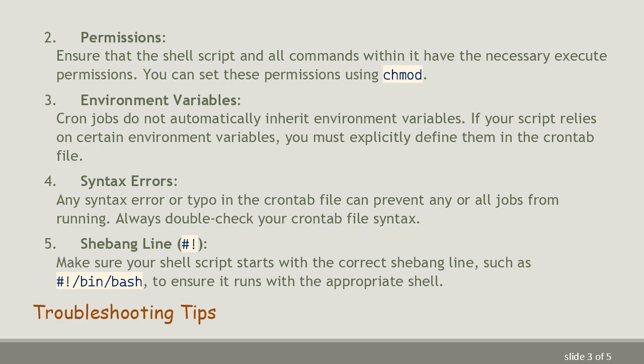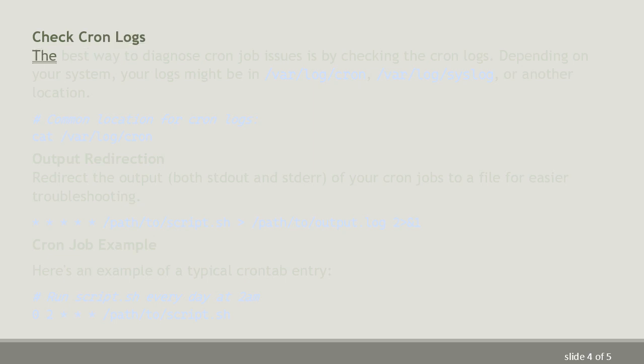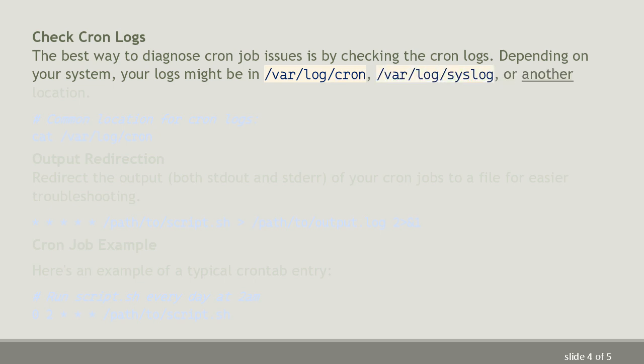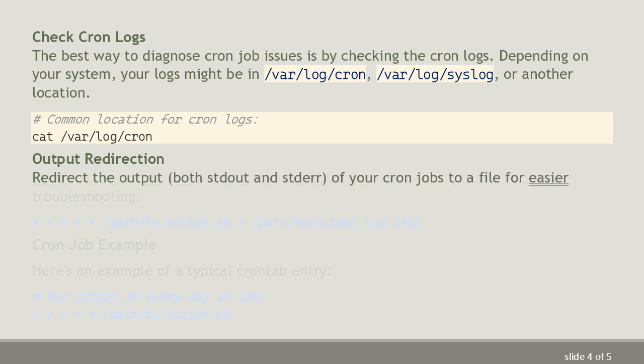Troubleshooting tips. Check cron logs. The best way to diagnose cron job issues is by checking the cron logs. Depending on your system, your logs might be in /var/log/cron, /var/log/syslog, or another location. Output redirection. Redirect the output, both stdout and stderr, of your cron jobs to a file for easier troubleshooting.